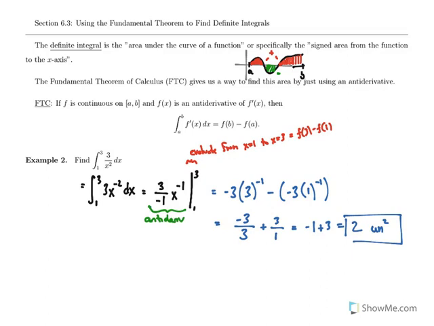All we need is one antiderivative, not all of them. And then we're going to evaluate the top bound minus the bottom bound using the fundamental theorem of calculus. And our answer is a number, not a family of functions. That's a big difference between the definite integral and the indefinite integral.